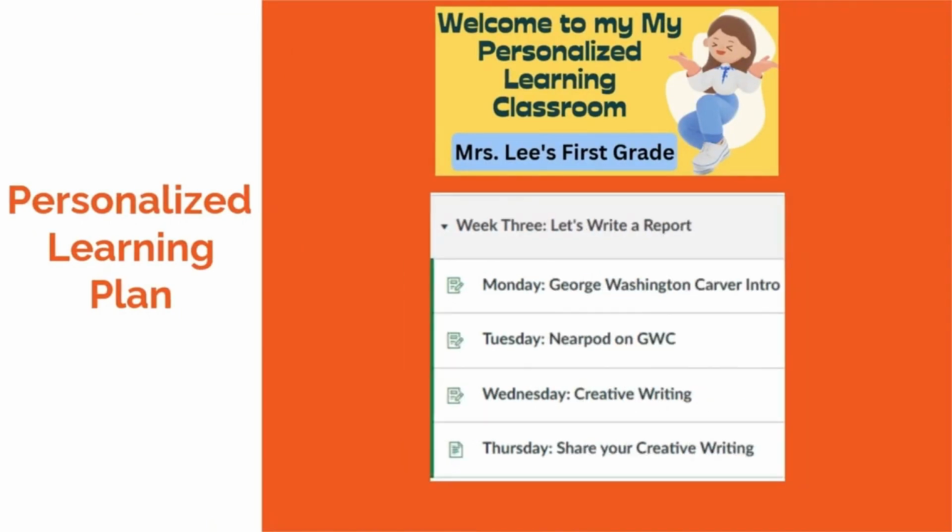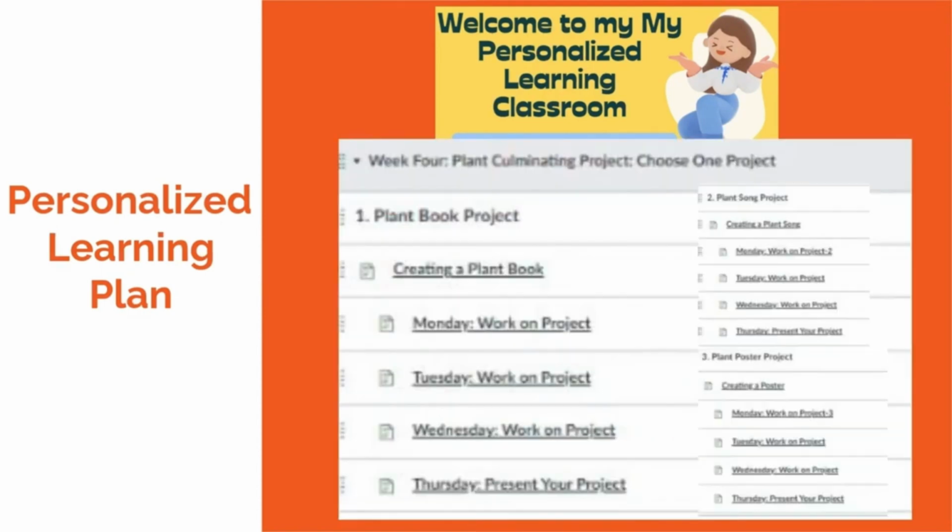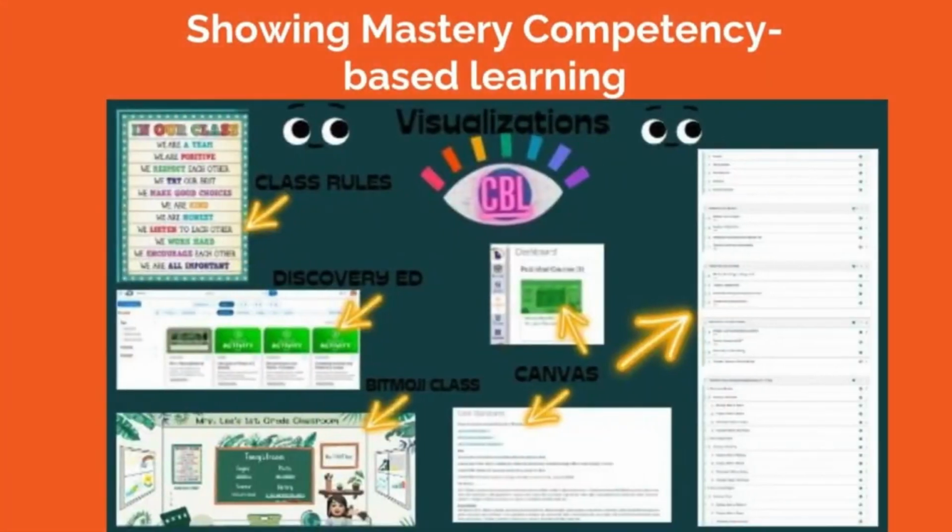In week 3, we did a creative writing project on George Washington Carver. We watched several videos. We did a Nearpod lesson, and then I allowed the students to do their own creative writing around George Washington Carver and all the facts that they learned about him, and then do a presentation if they wanted to. They didn't have to present their creative writing to the class. And then our culminating activity was I gave them 3 options where they could either make a plant book, create a plant song, or create another plant poster with all of the aspects of the plant that they learned.